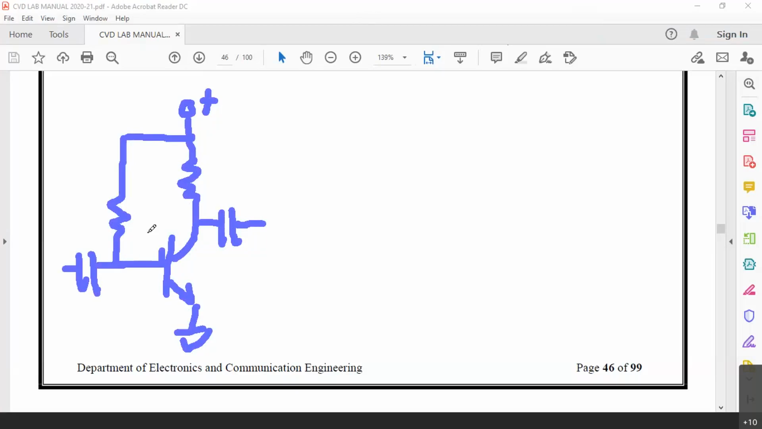Now you already know what these components are required for. At the input, the capacitance is required because there is a DC biasing of the base here. So we need one RB here.